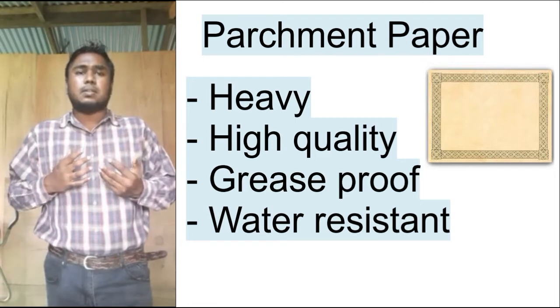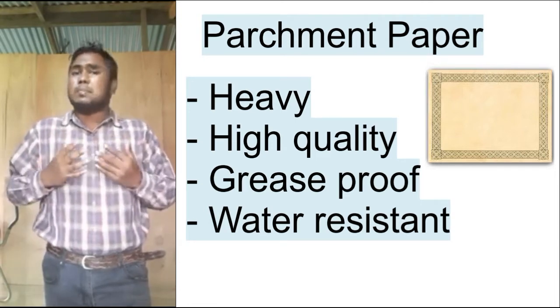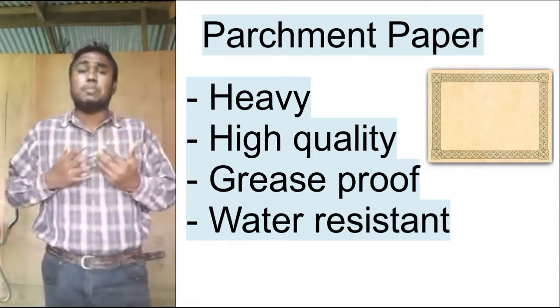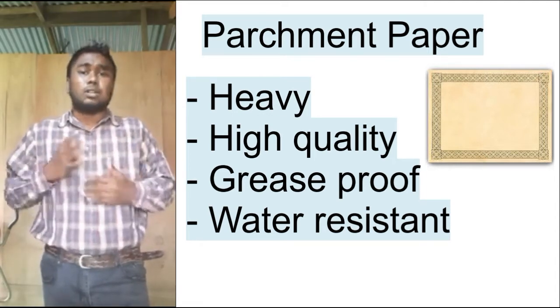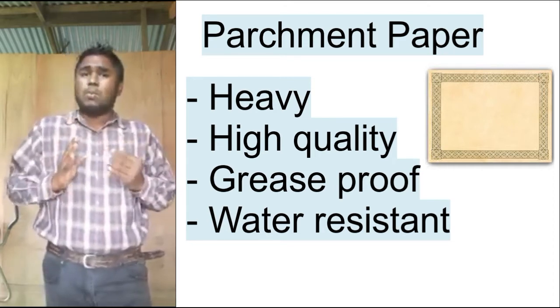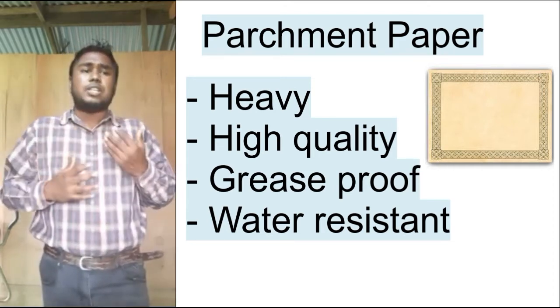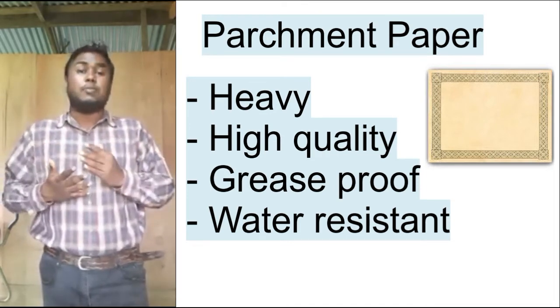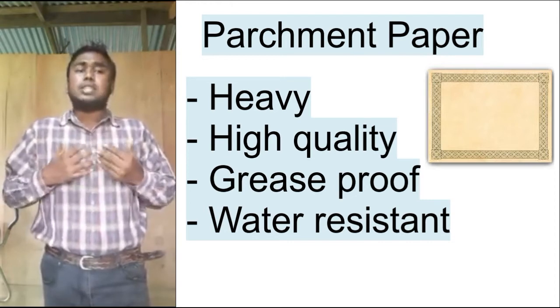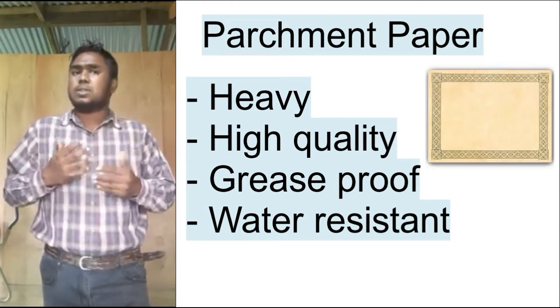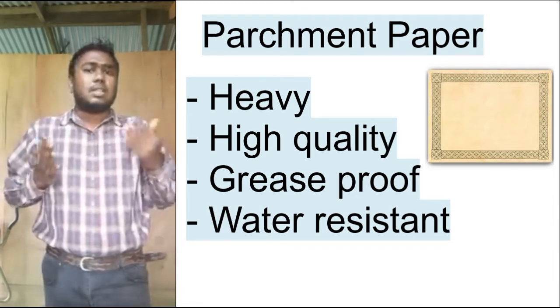Now parchment paper used to be made, and in some parts some companies still make parchment paper, from the skins of goats and other animals. But most parchment paper now is made from vegetable fiber, in which they press the vegetable fiber together and pass it through sulfuric acid, washing it and dyeing it so you get the desired color.